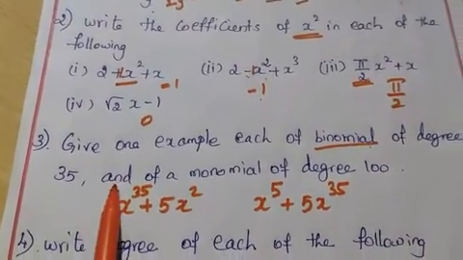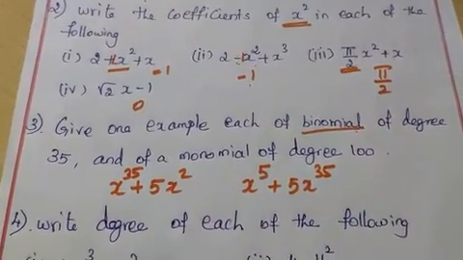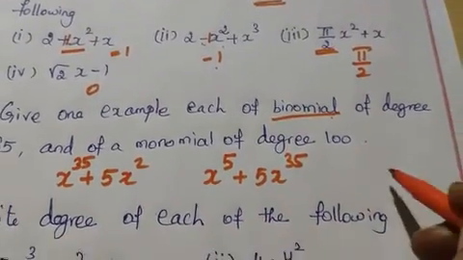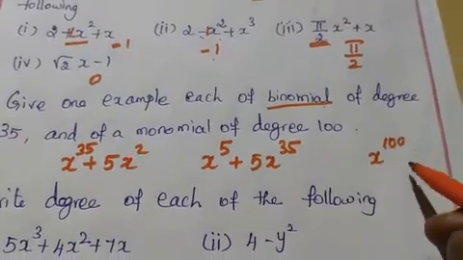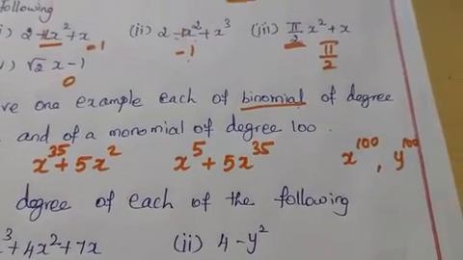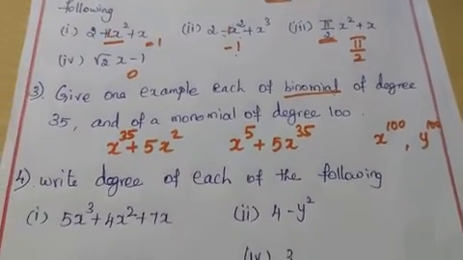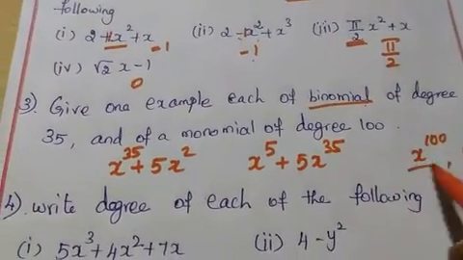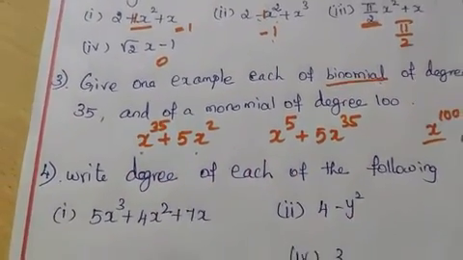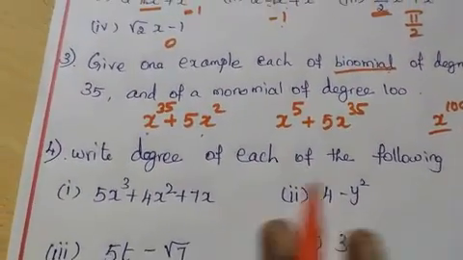And next, a monomial. Monomial means only one term of degree 100. So x power 100, y power 100. You can write any variable with power 100. That is a monomial of degree 100, because monomial means only one term. Binomial means 2 terms, right? I hope this question is clear for you.